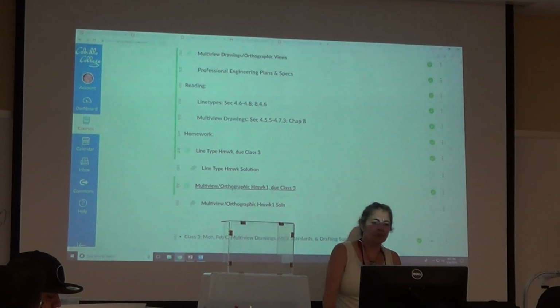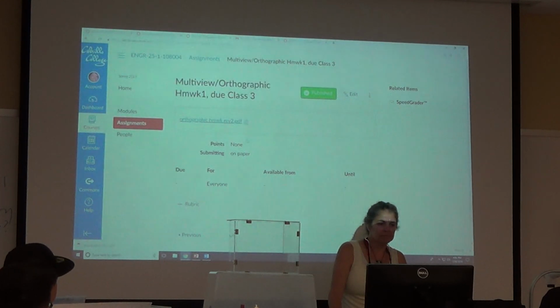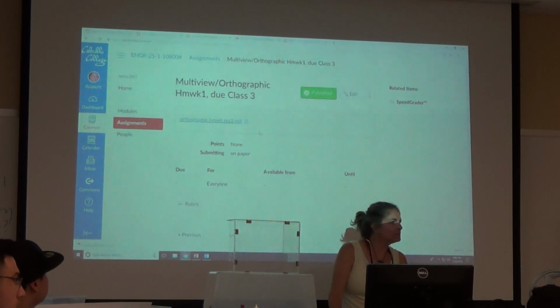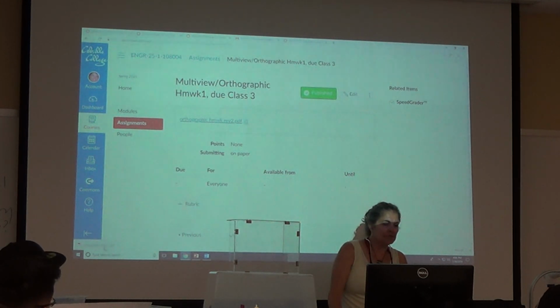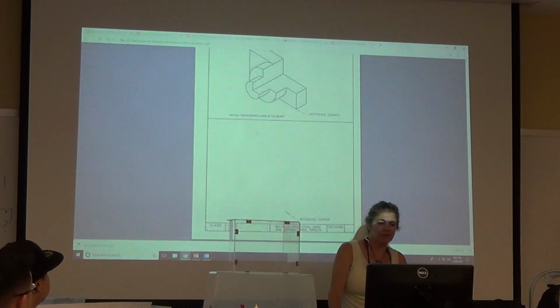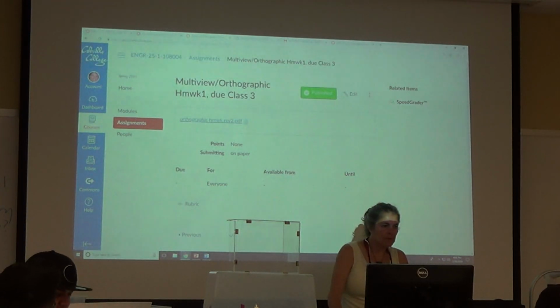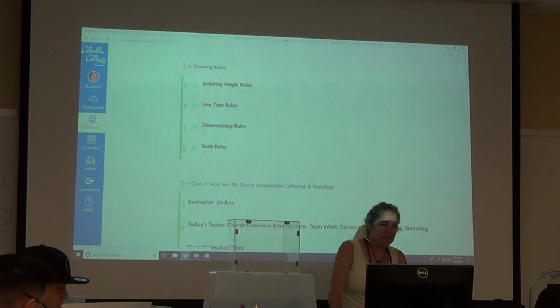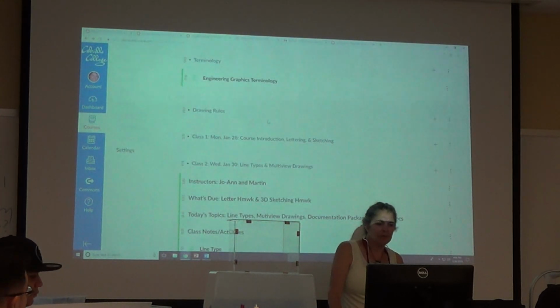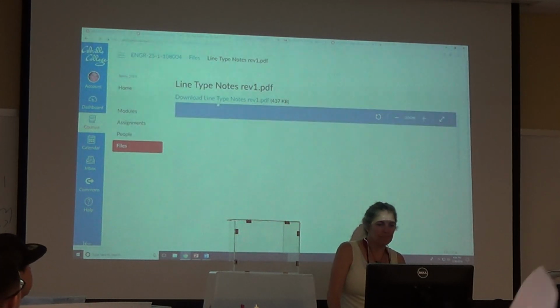So here's the multi-view orthographic homework. And you'll see that it's the drawings that we just started on. Canvas is so slow. That's just me. So here are the drawings. These are the 3 drawings that you're going to do for homework. But in addition, I want to make sure that you're comfortable with the line types. So I want you to take a look at this for a minute.